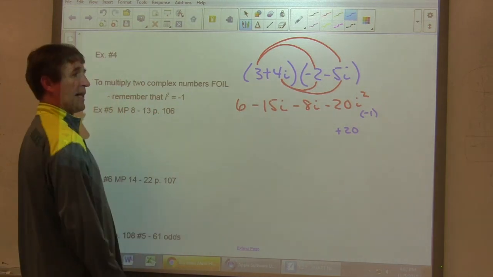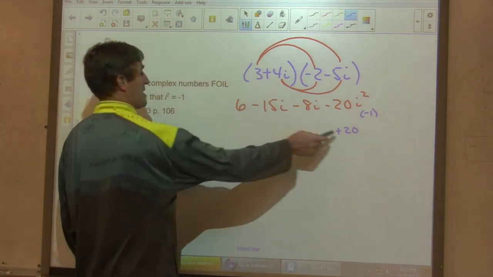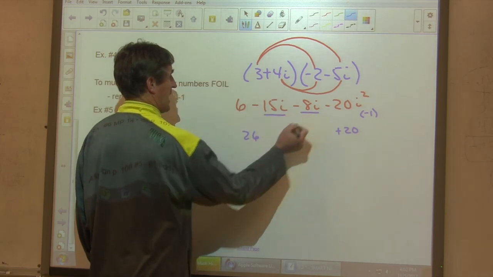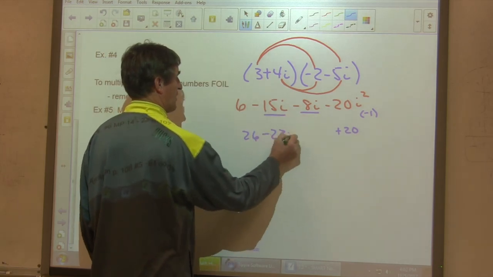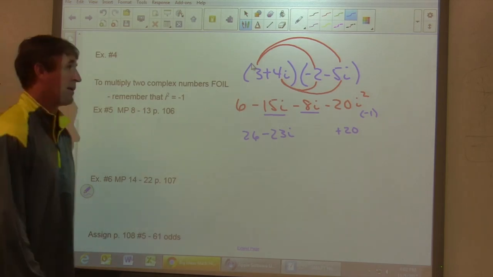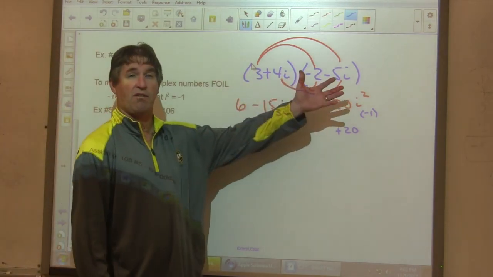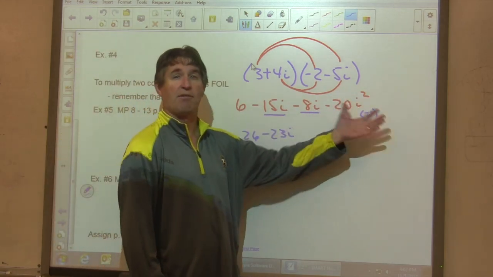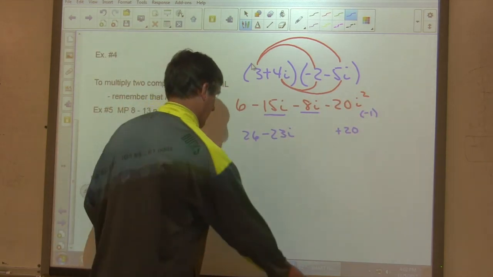And now we just combine like terms to simplify this. Negative 6 plus 20 is 14. And then negative 15i minus 8i would be a negative 23i. And we're done. So it's really not complicated. You do the FOIL method just like you've always done. The only difference is this i squared is going to become a negative 1 when you go to simplify.